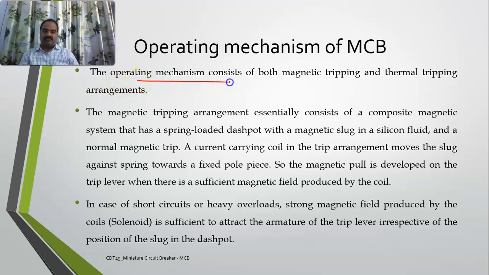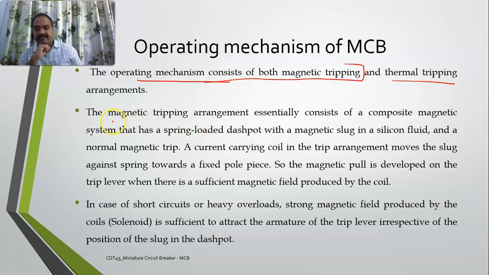So it provides you reliability. If it doesn't get tripped, then it is unreliable. So MCBs are supposed to be very reliable devices, so you are supposed to extinguish it very clearly. The operating mechanism consists of both magnetic tripping and also thermal tripping arrangements. So it is to be tripped whenever there is an overload, right?